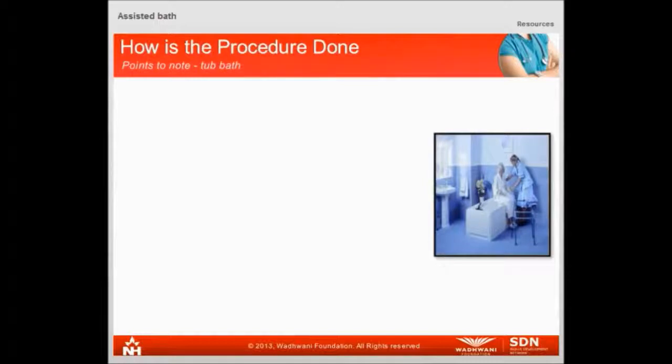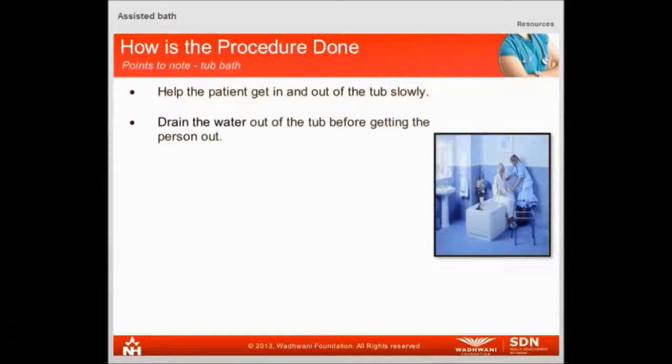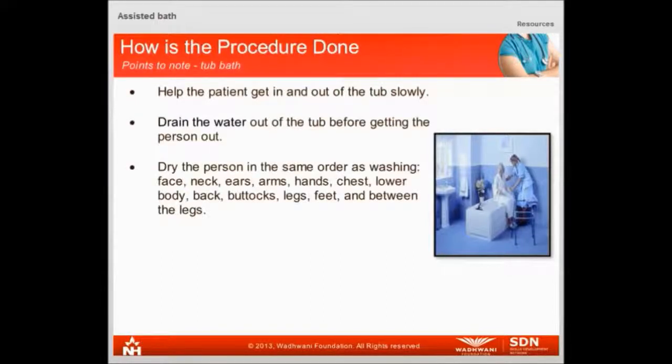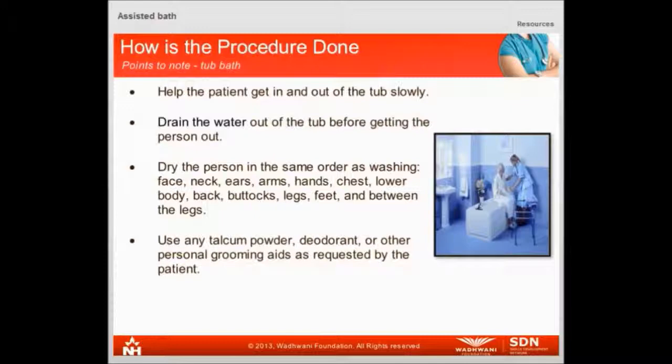Points to note. Tub bath. Help the patient get in and out of the tub slowly. Drain the water out of the tub before getting the person out. Dry the person in the same order as washing: face, neck, ears, arms, hands, chest, lower body, back, buttocks, legs, feet, and between the legs. Use any talcum powder, deodorant, or other personal grooming aids as requested by the patient. Assist the patient in dressing. Wash hands.